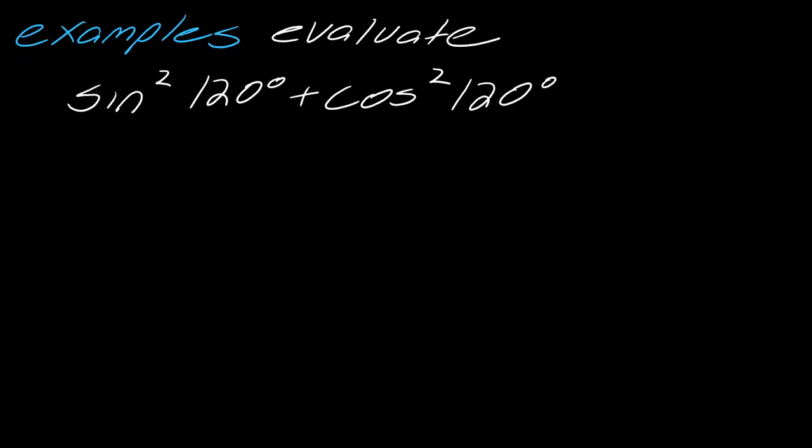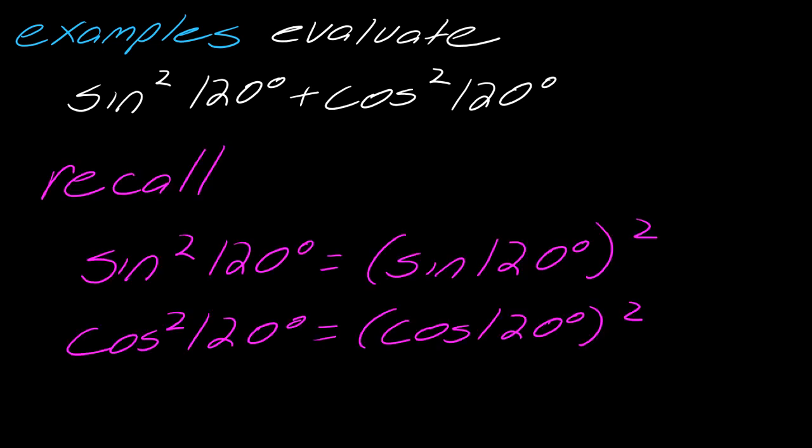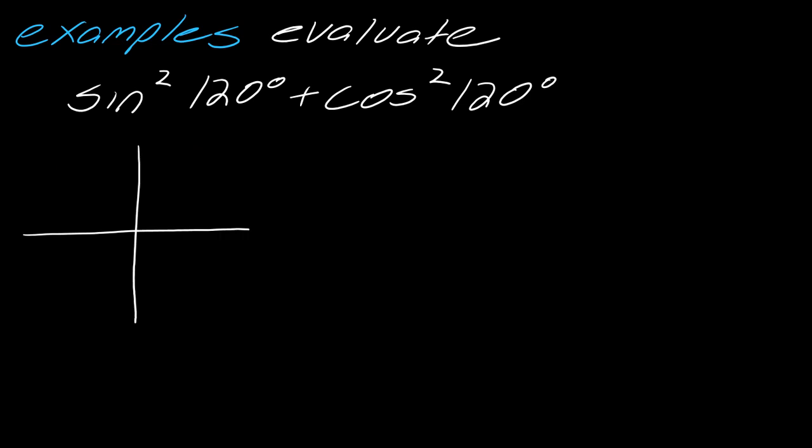Now I want to pivot to something kind of similar, evaluating expressions like this. I've got sine squared of 120 degrees plus cosine squared of 120 degrees. The first thing I want to remind you is that when they're squared, we want to find the value of the sine or cosine and then square that value later. That's the way we want to think about that. Naturally, I've got to get my reference angles. Here is where my reference angle is.